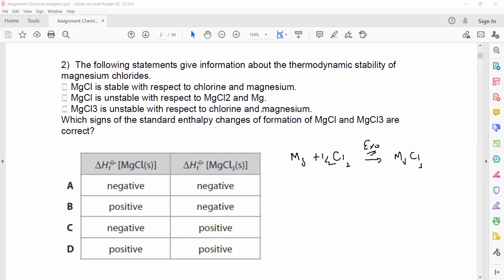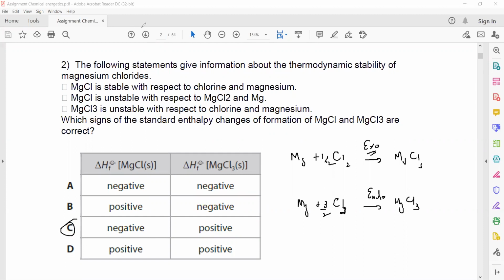MgCl is unstable with respect to MgCl2 plus Mg. And MgCl3 is unstable with respect to magnesium and chlorine. So this one is unstable. Unstable means it requires energy. So there should be input energy to form this. Then this will be endothermic. That's why C is the right answer.